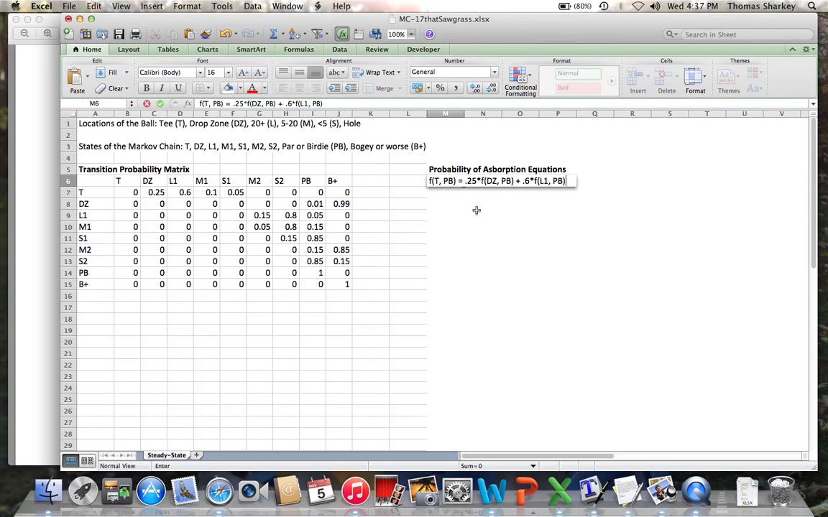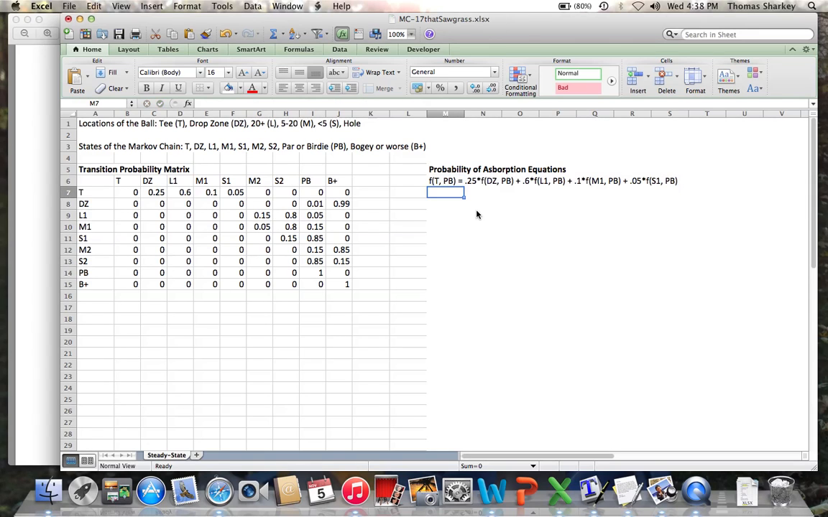F of L1, PB. And then we have a 0.1 probability of being in the T state transitioning to the M1 state, and the probability of being in the M1 state and ending up in the PB state is F of M1, PB. And then we also have a 5% probability of starting in the T state, transitioning to the S1 state, and then from the S1 state, the probability of being in S1 and absorbed by the PB state is F of S1, PB.